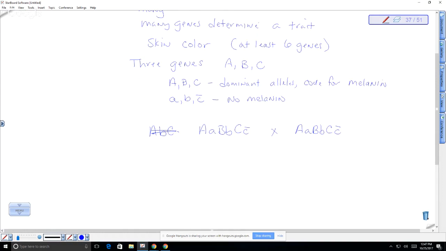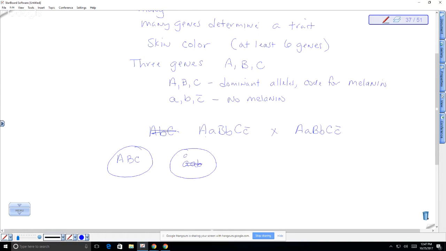Now, the gametes that could be formed, I'm not going to write them all out because it would be a lot, because you'd have to distribute those. But I just want to show these two. So I could have somebody with this combination of gamete. This one could produce that combination. It could also produce this combination.